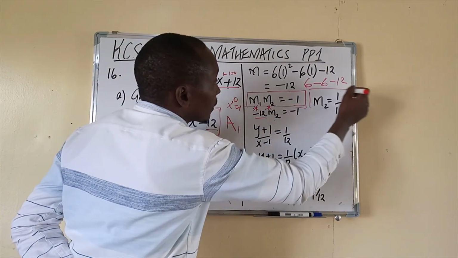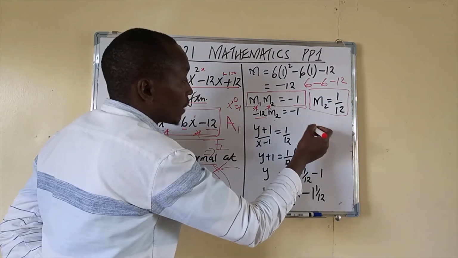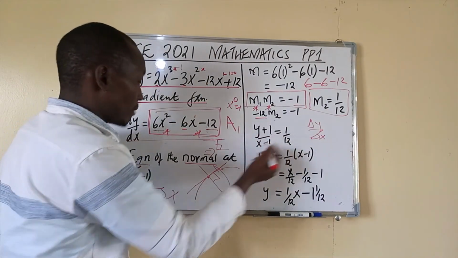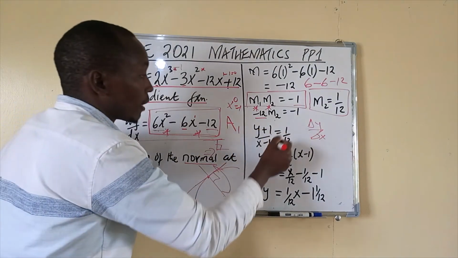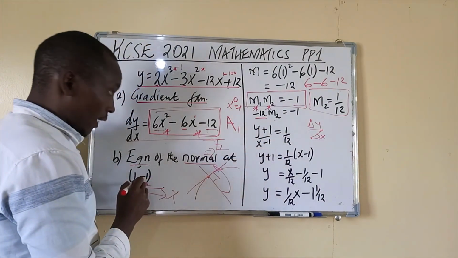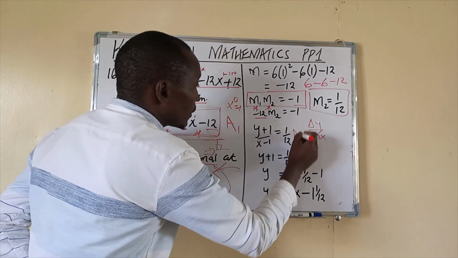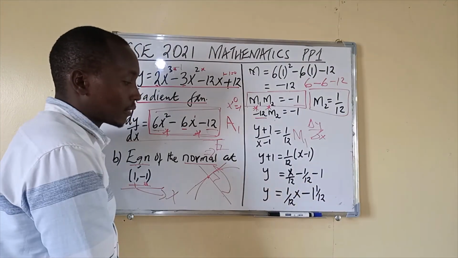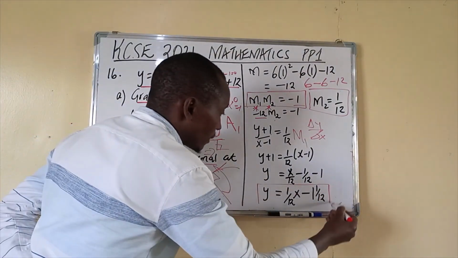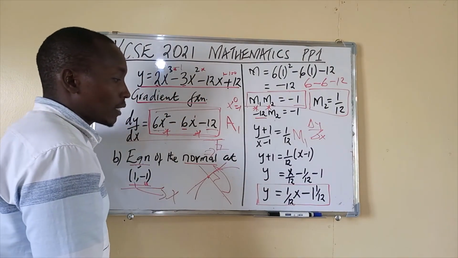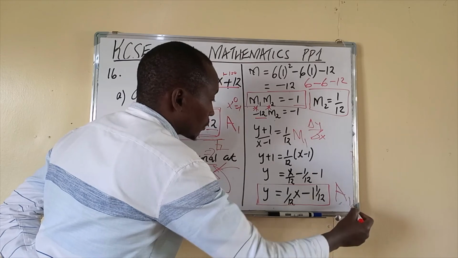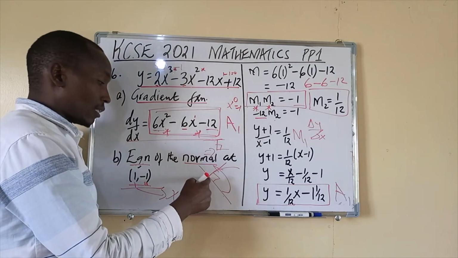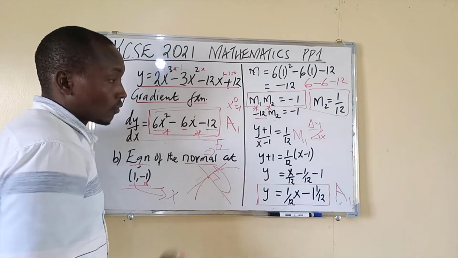By doing that, the second gradient of a line is given by change in y over change in x. I will have y minus negative 1, for y it's plus 1, then x minus 1 equals the gradient. By doing this, the student now scores the first method mark. What follows is just making y the subject. And once the student is able to make y the subject, you end up with that equation, and that's where the student scores the final answer mark. And that is the equation of the normal at the point 1, negative 1 of that curve.